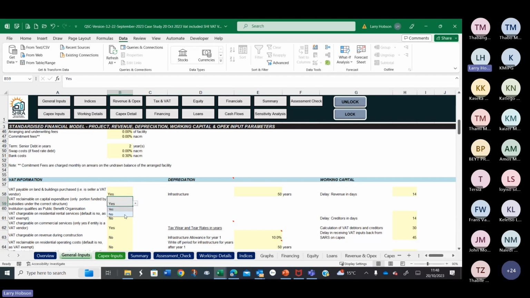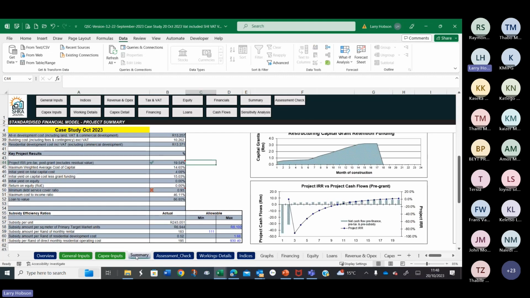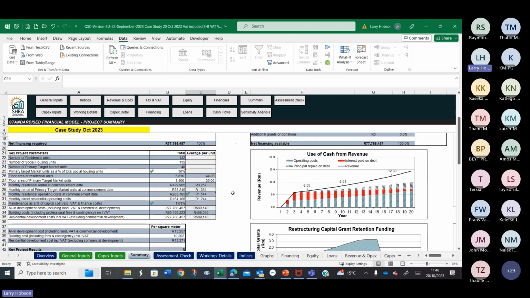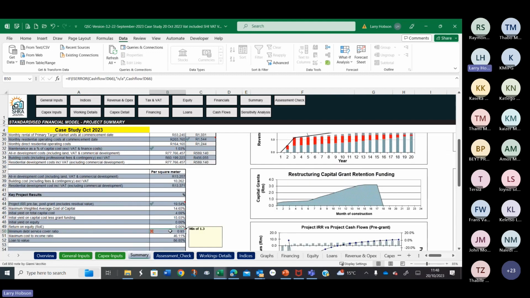Here it is, because we said no. We said no, nothing's reclaimable. Right, silly me, apologies for that. There are two places where we have to go and make a change. And we're not going to have any VAT there. Right. So now we are not a VAT vendor. Same metrics there, but we don't meet our debt service cover.